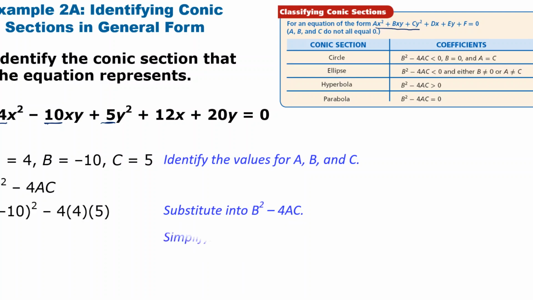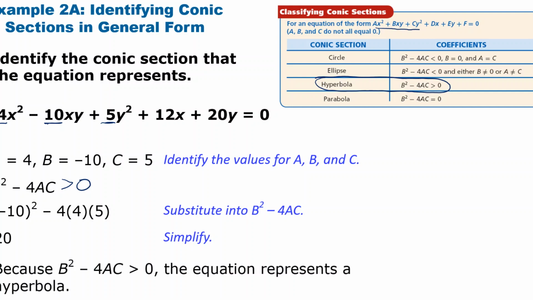And when we simplify, we end up with 20. So b squared minus 4ac is equal to 20, and that is greater than 0. So we're going to come up here and look at our chart for things that are greater than 0, and I see that a hyperbola is the only one that is greater than 0. So your answer is, because it's greater than 0, the equation represents a hyperbola.